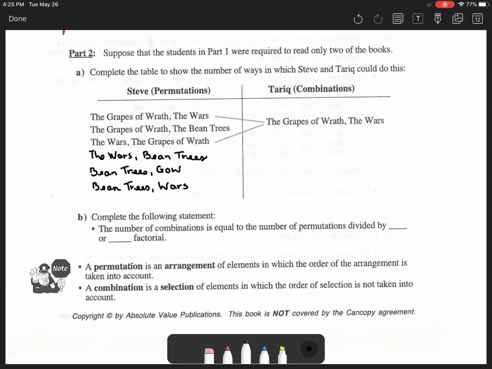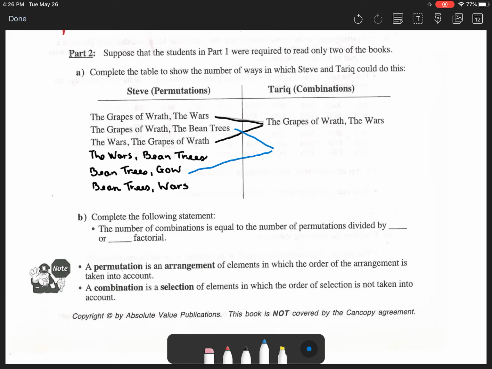Now, for Tariq, because he's taking out 2 books at the same time, this scenario and this scenario, which were different for Steve because he's only reading 1 per month, is only one combination for Tariq, isn't it? So when I take, for example, Bean Trees and Grapes of Wrath, right there, that's the same as this one right here, isn't it?